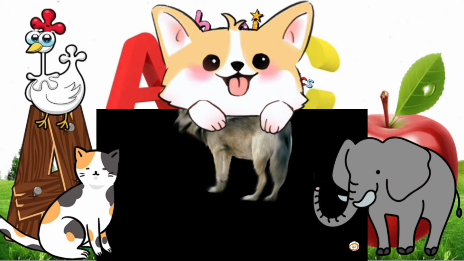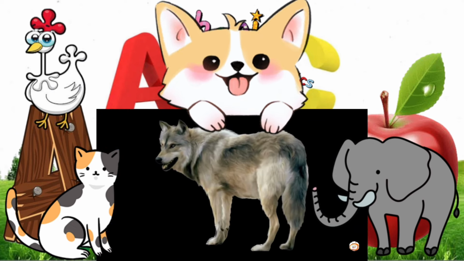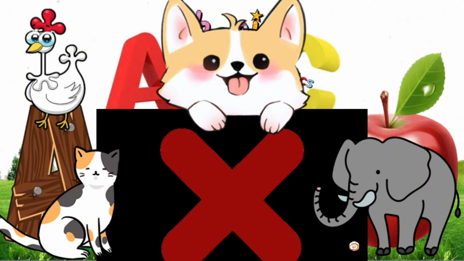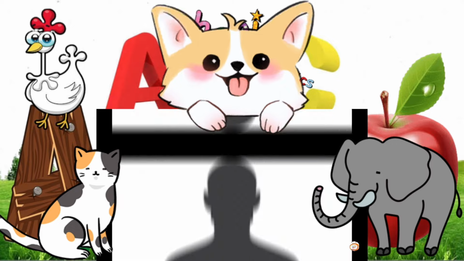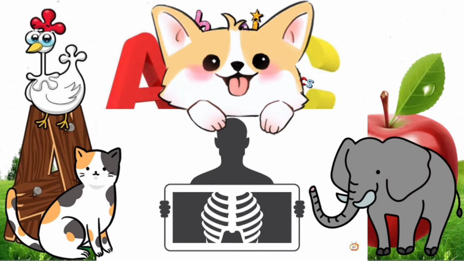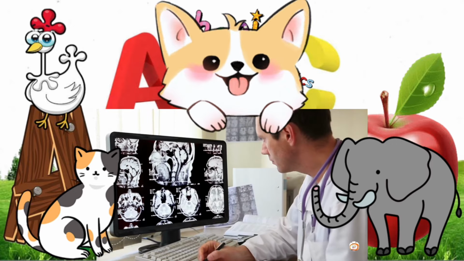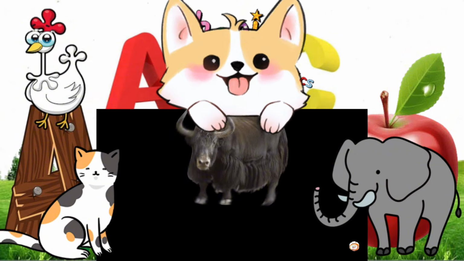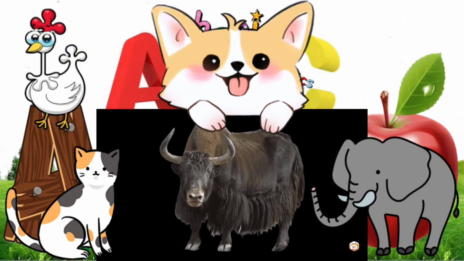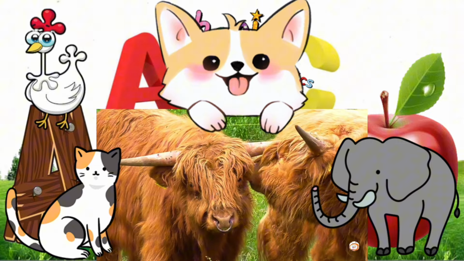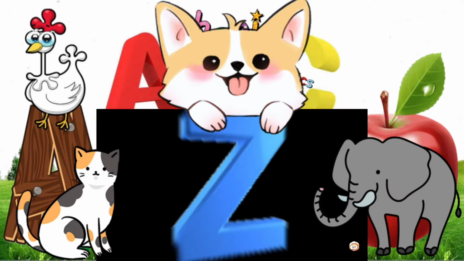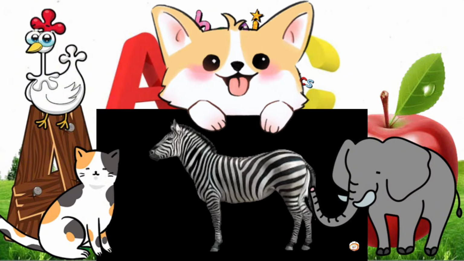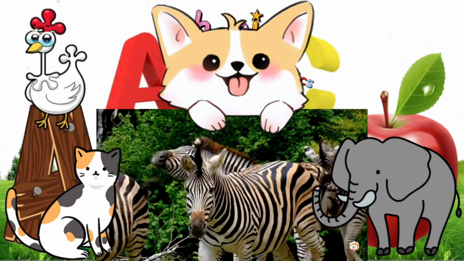W is for wall, W W wall. X is for extra, X X extra. Y is for york, y y york. Z is for zebra, z z zebra.